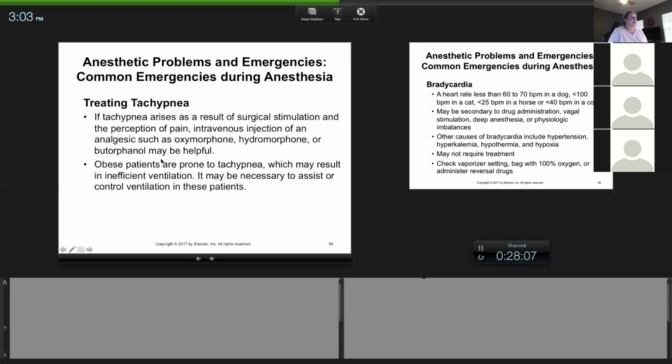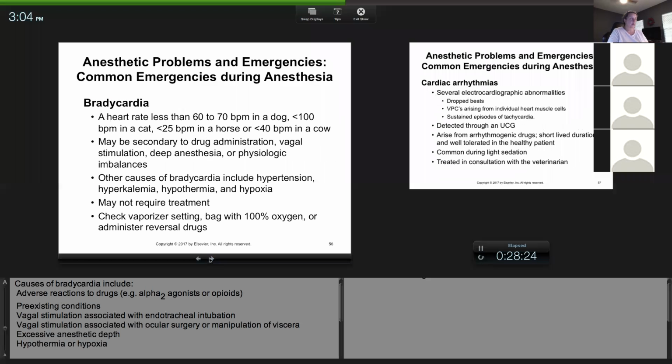The other thing, again, if it's surgical stimulation, so these slides 54 and 55 are really good, then you might want to give them some more pain meds. If they're obese and they're breathing shallow, you just need to breathe for them. That's what you'll need to do. Ventilate more for them.